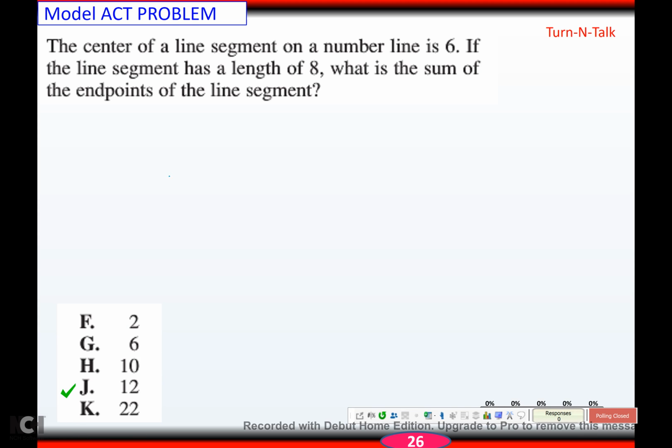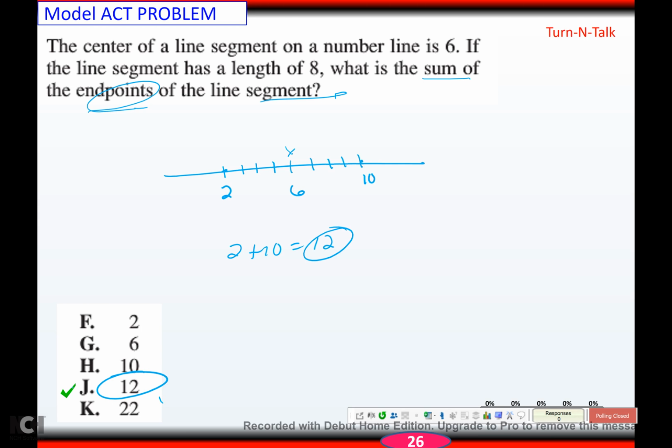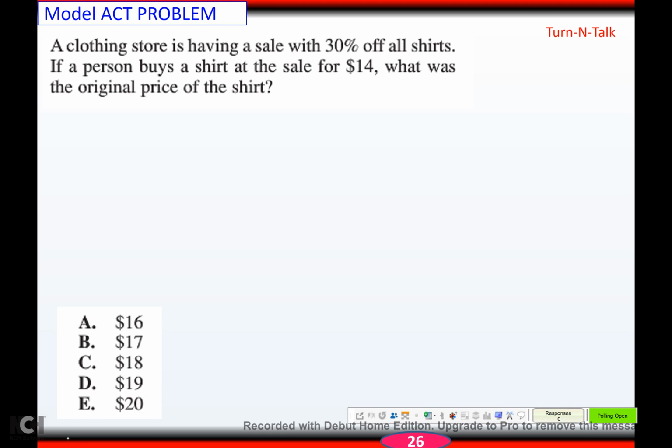Alright, the center of a line segment on a number line is 6. That's the center. If the line segment has a length of 8, well, if that's the center and the whole thing is 8, that means 4 this way, 1, 2, 3, 4, which makes that 10. And 4 this way, 1, 2, 3, 4, which makes that endpoint 2. Because it says, what is the sum of the endpoints of the line segment? Well, 2 plus 10 is 12. Okay? Try this one, hit pause, come back when you're ready.